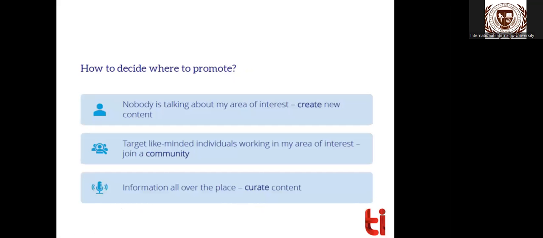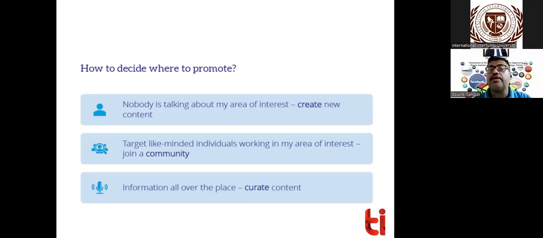So how to decide where you promote? Obviously, if nobody is talking about my research area, how to create your own content, how to develop your own content. These days, there are some publishing houses which require a graphical abstract. So that is more important. Graphical abstract: how to create your new content, how to visualize, how to make your audience, your target audience, create some interest in a new thing, right? So how would you go about creating certain interest in them?